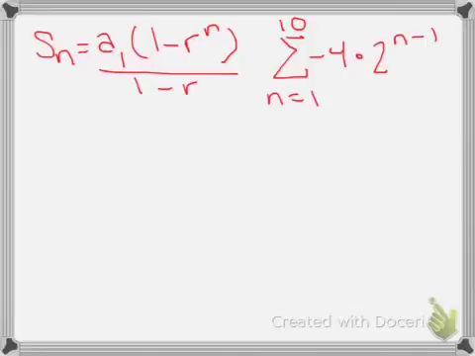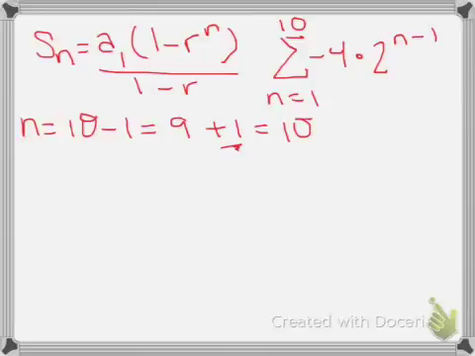Our first thing to find is typically n, because this is easiest. So we do our end number minus our start number, and we always add 1. So n equals 10.